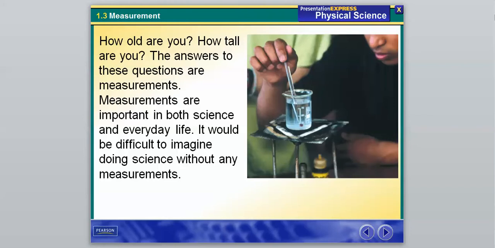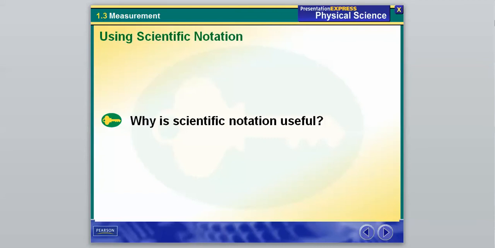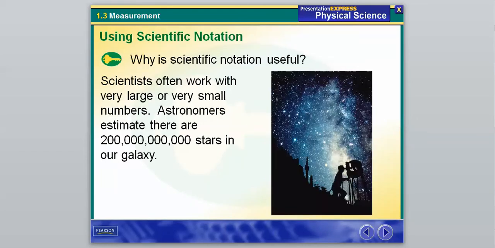Our next section is something called scientific notation. If you have not heard of it, it is very useful, so at this point I would jot down those 2 words, scientific notation, and we're going to talk about what it is and why we need it. It is useful because scientists often work with either very large or very small numbers. Astronomers, for example, estimate that there are over 200 billion stars in our galaxy. If you're an astronomer constantly working with that number, I don't know about you, but I would get tired of writing out all those zeros.